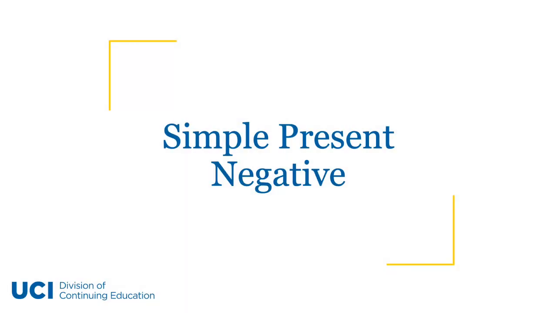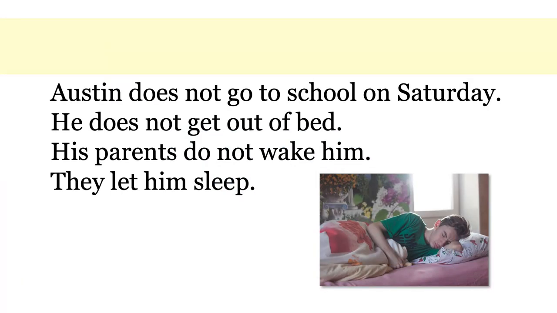Simple present negative. In this lesson, you will learn how to form the negative with all verbs except for be. Let's look at the negative form of the simple present. Austin does not go to school on Saturday. He does not get out of bed. His parents do not wake him. They let him sleep. Do you see the negative forms?